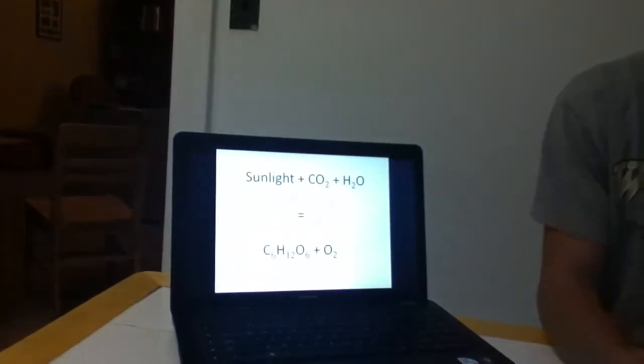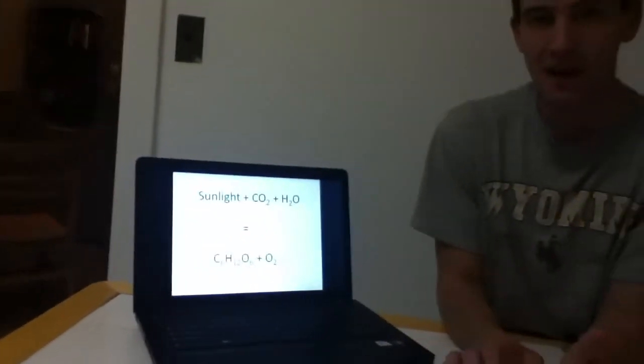So here's the entire equation. The high energy molecules are created and destroyed between the 2 reactions. So our final equation is sunlight plus carbon dioxide plus water gives us sugar, that's what the C6H12O6 is, and oxygen.